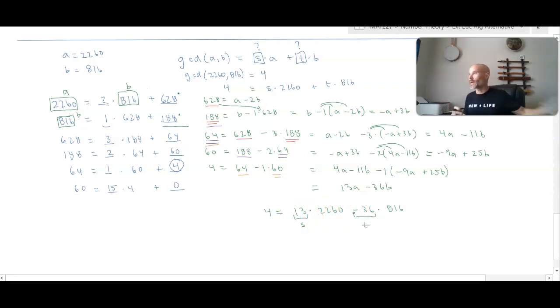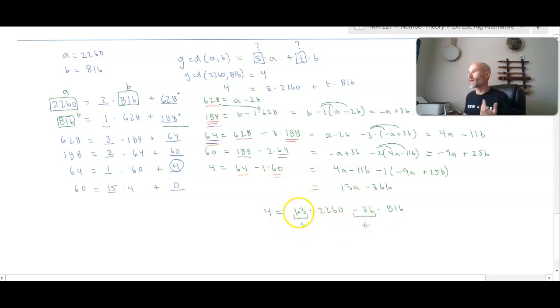So let's just double check. We'll take 13 times 2260 minus 36 times 816, and lo and behold, we get 4, so we know that S and T worked out. Now you can, again, check line by line, making sure that you didn't make a mistake, because sometimes you distribute and you end up with a positive instead of a negative mistakenly. It might be good to check along the way, but I decided to just wait until the very end here. So at least we know these are correct.